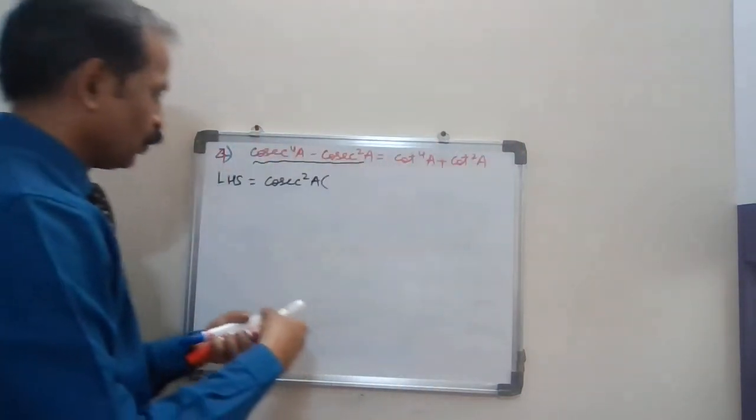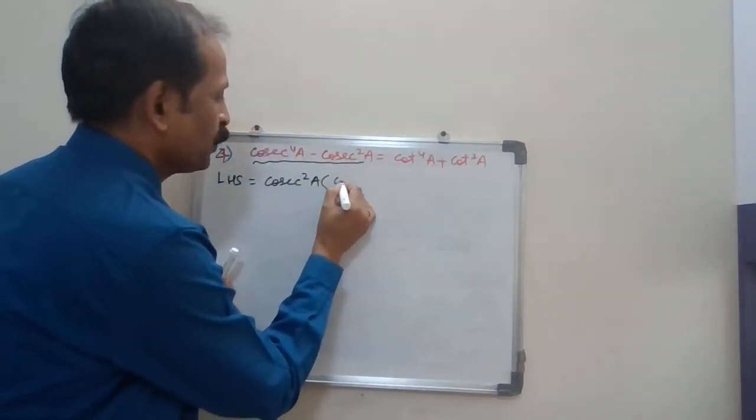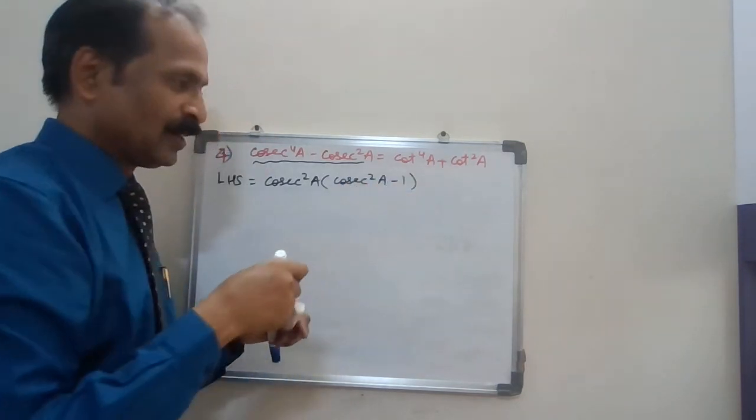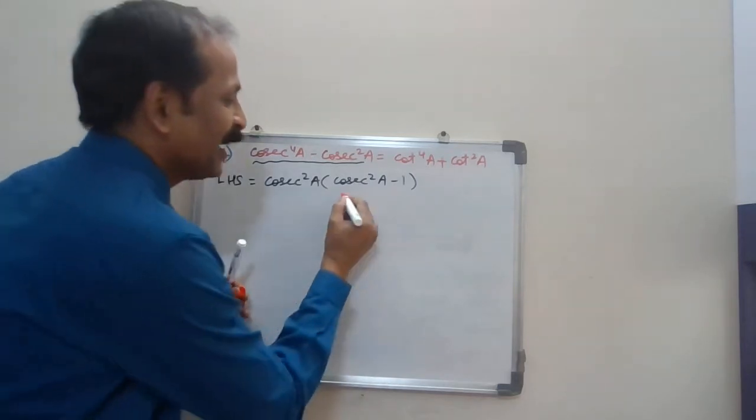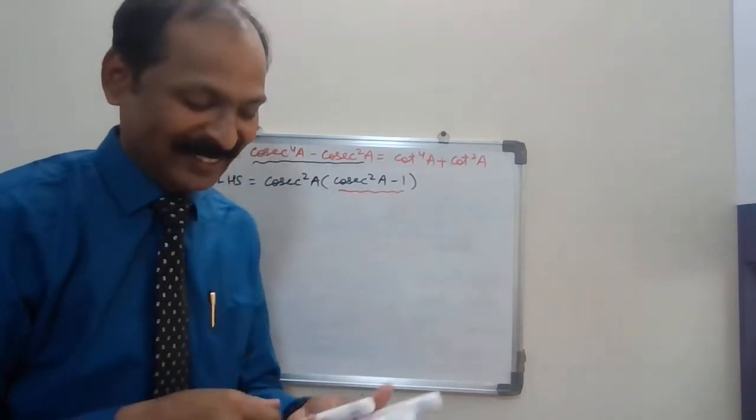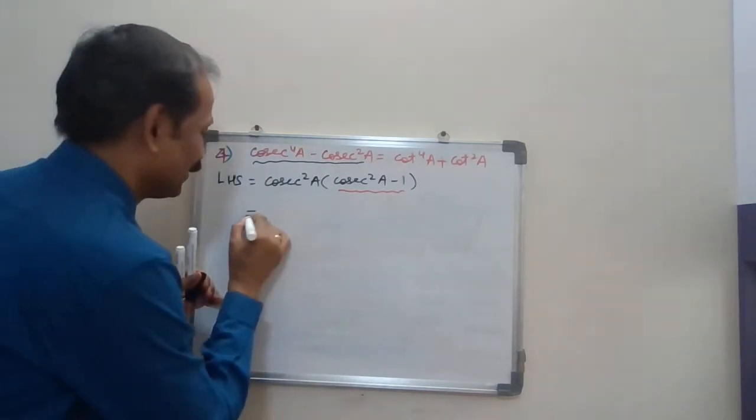So here what I did, I have written the question first, then I have taken common cos square. Cosec square A minus 1, which is a direct identity because cosec square A minus 1 is cot square. So what you will do next? And next, just change it.